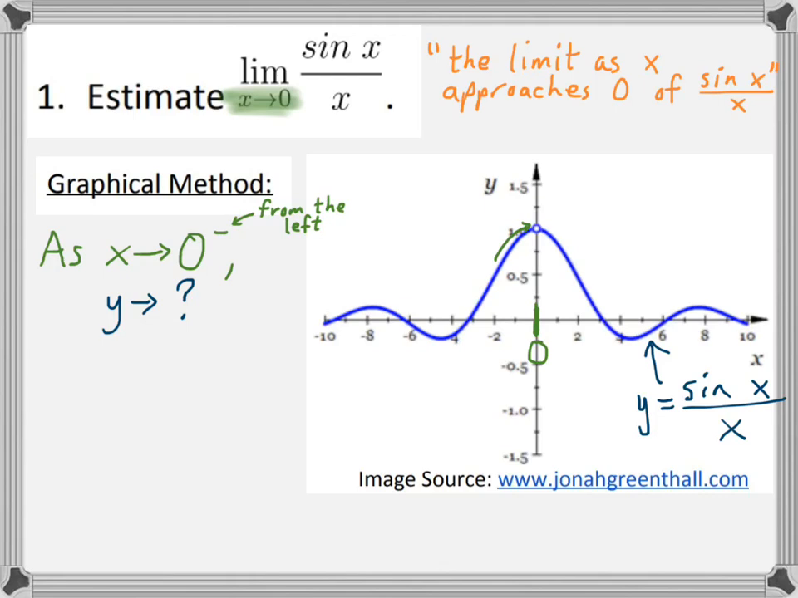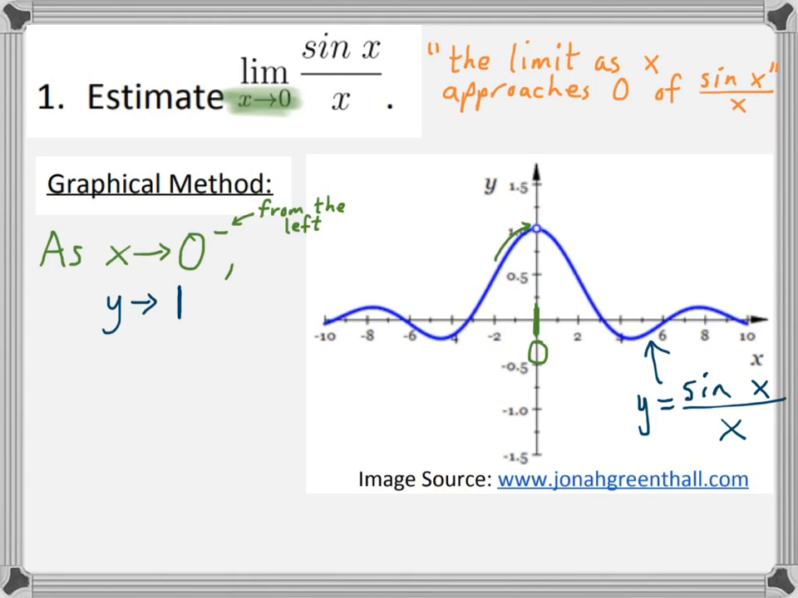Well, y is getting closer and closer to 1. Even though there's a hole in the function there, it doesn't matter whether we actually reach that value of 1. We just want to know: is y getting very, very close to that number 1? That's that arbitrarily close deal.